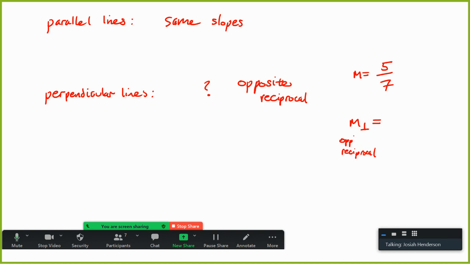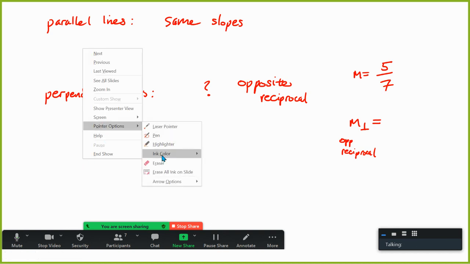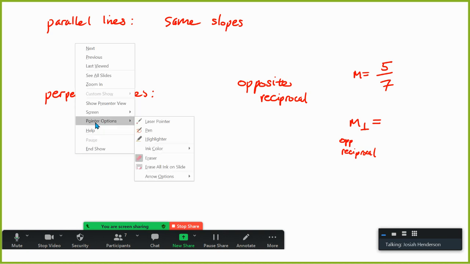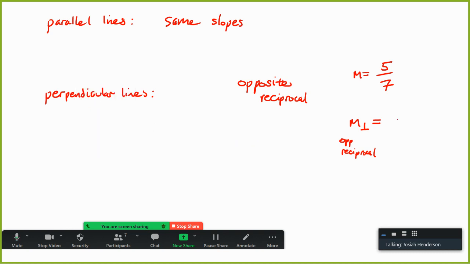Opposite means change the sign. So pluses have to become negative, negatives become pluses, and then we flip the fraction. So there's two actions we've got to take to make an opposite reciprocal. Negative 7/5. Aaron, thank you. Negative 7/5. So whatever the starting slope is, we're going to flip that fraction and change the sign.